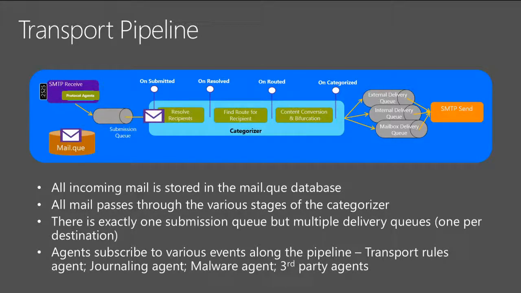So the first thing that we do when we get a piece of mail is we look at the recipients on that mail, and we resolve them. When I say resolve, I mean we will look up Active Directory, find out whether this is a mailbox. In some cases, it's a mail user or a mail contact. If it's a distribution list, we will find out that it's a distribution group, and we will expand membership for that group. All of these things happen at the resolve event.